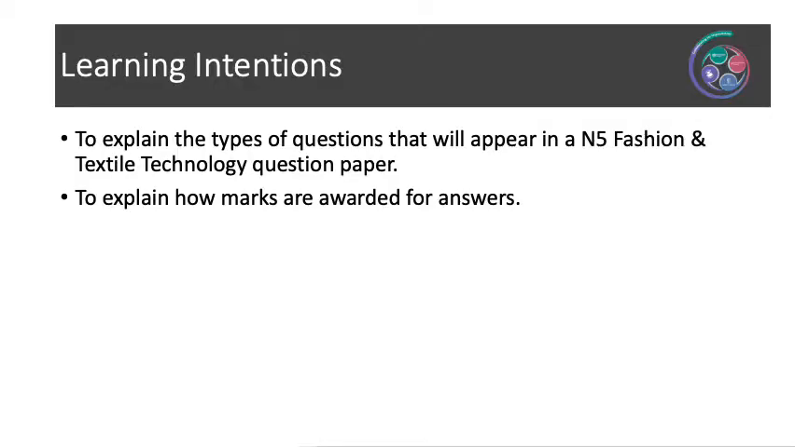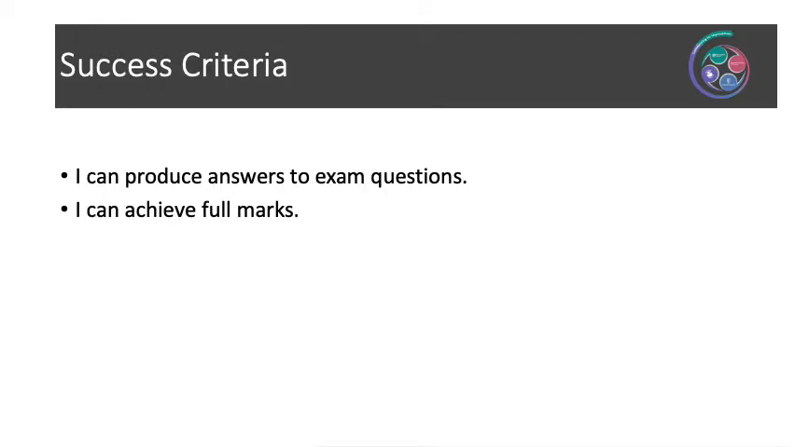The learning intentions for this lesson will be to explain the types of questions that will appear in a Nat 5 Fashion and Textile Technology question paper. We also intend to explain how marks are awarded for the answers. Your success criteria will be: I can produce answers to exam questions, I can achieve full marks.